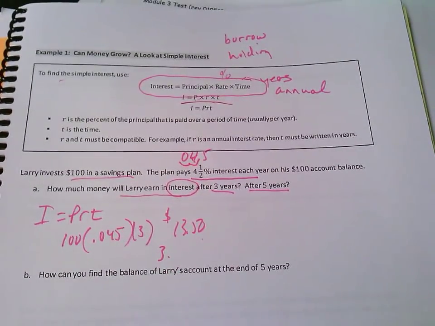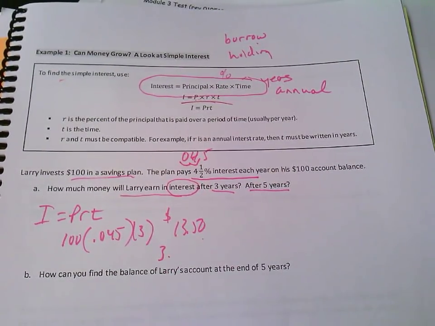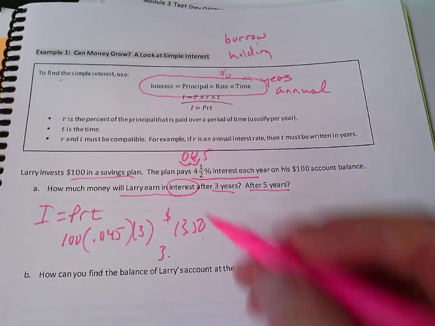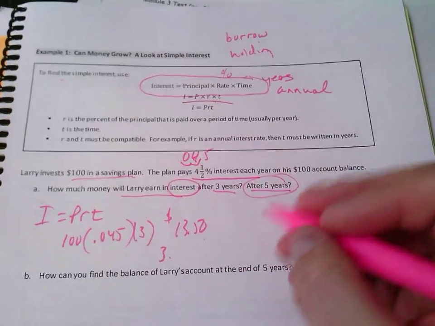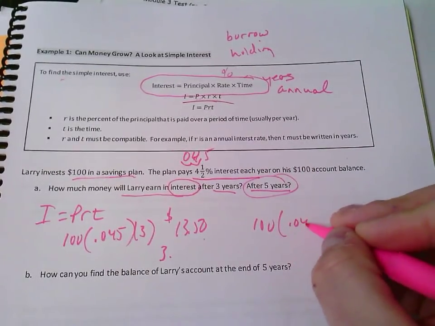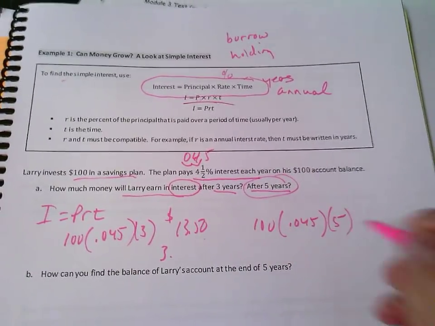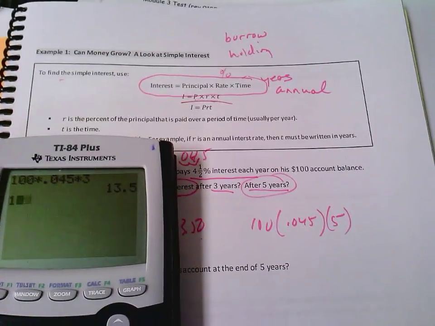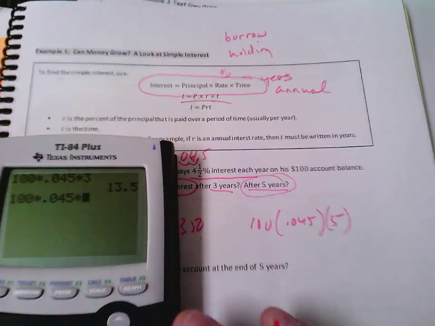Right? And then suppose we want to find now after 5 years. So it's really the same thing. It's still that $100. The rate is still the same, 0.045, and now it's for 5 years. So we do this one, 100 times 0.045 times 5, and we get $22.50.